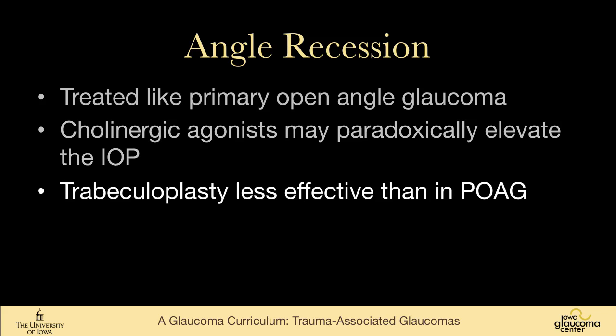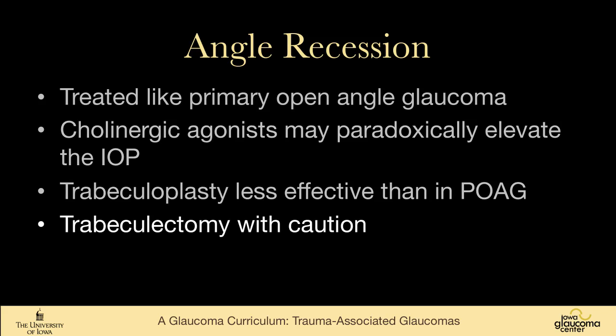Trabeculoplasty is less effective than it is in primary open-angle glaucoma. Trabeculectomy can work. I typically don't do iridectomies in most of my trabeculectomies anyway, but if one does a trabeculectomy with an iridectomy, need to be concerned that there might be some loose vitreous and broken zonules behind the iris.